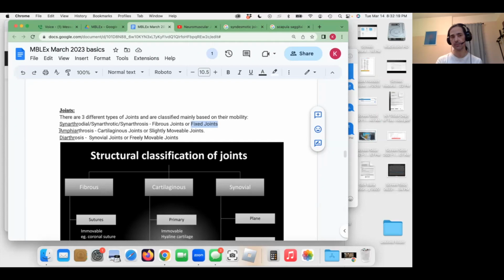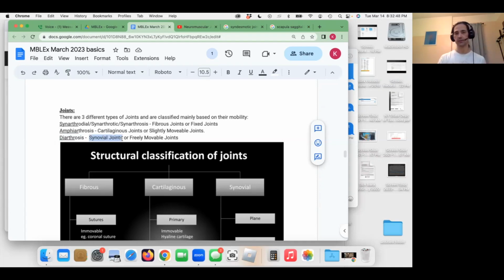And then there's amphiarthrotic, amphiarthrodial, amphiarthrosis joints. Those joints have cartilage between them, but they also have connective tissue fibers connecting them. And so they are slightly movable. And then diarthrotic, diarthrosis, diarthrodial are types of joints that can move freely. And those are also known as synovial joints.